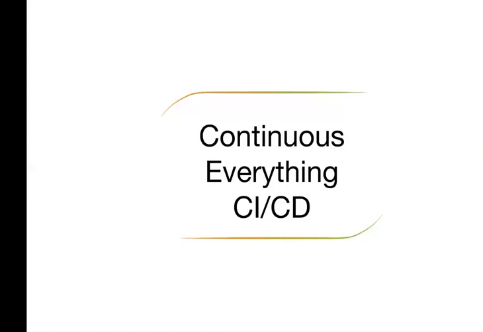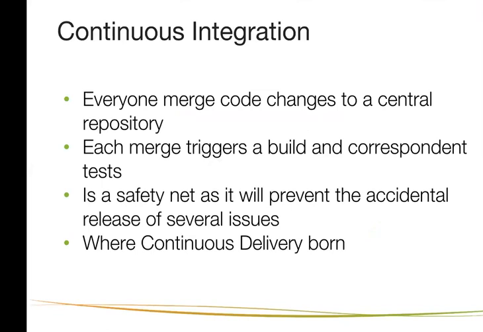Jenkins is about continuous integration and continuous delivery. First of all, I would like to say what continuous integration is. It is a concept in which everybody can merge code to a central repository, in our case GitHub. Each merge will trigger a build in Jenkins. In our case, that build also triggers tests, and with those tests, it minimizes the probability of having an accident or of releasing something bad to production.